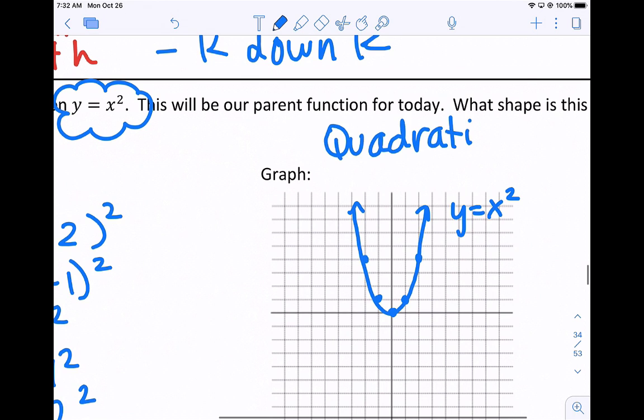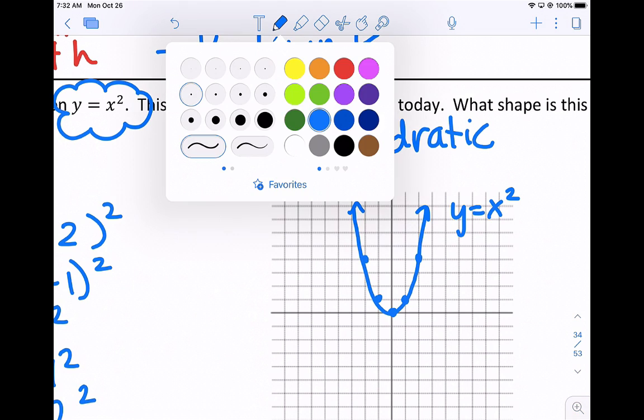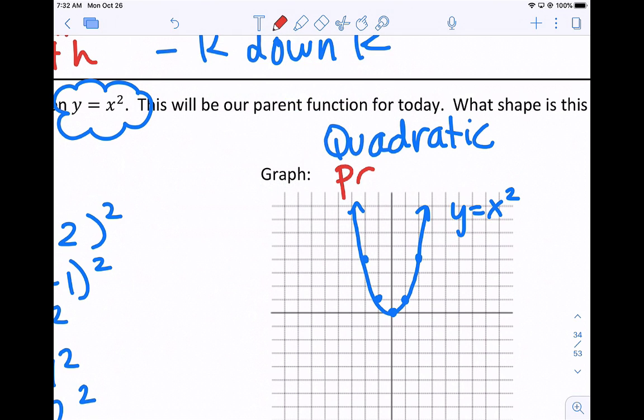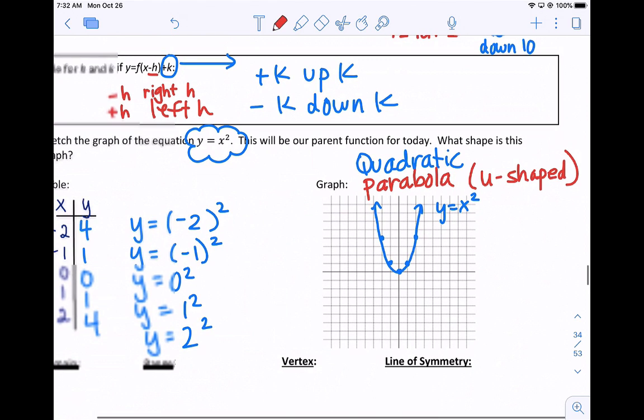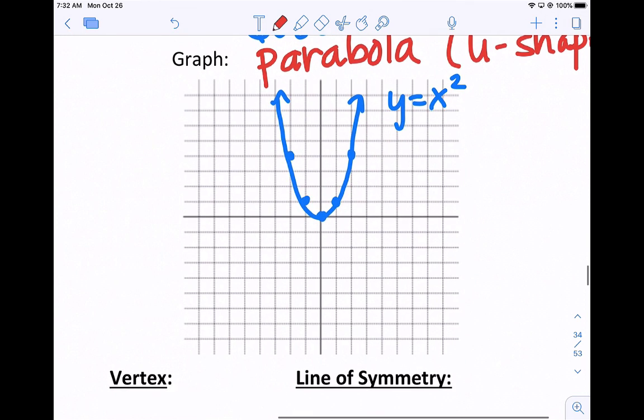A quadratic is a function that has x squared as the highest power. A parabola means it's a U-shaped graph. So parabola, U-shaped. We can see it's symmetric. What that means is there's like a mirror image. Let's say my purple line, the y-axis right here, is a mirror. We can see that things are reflected across this mirror line right here.